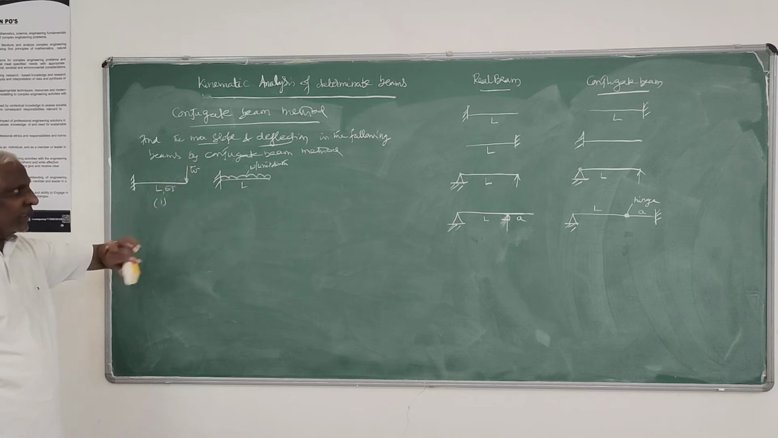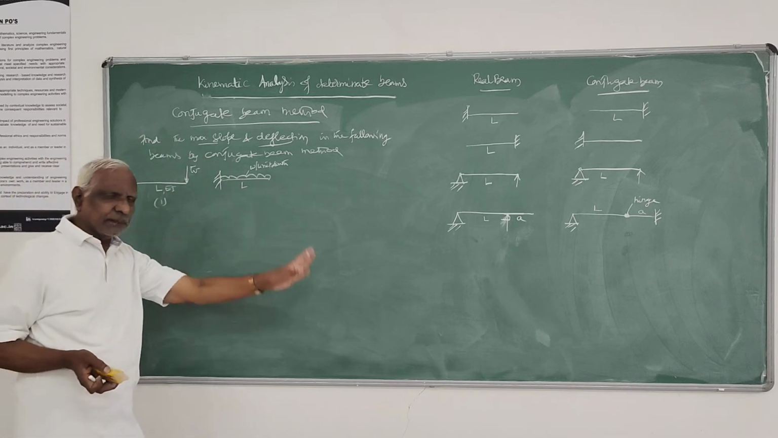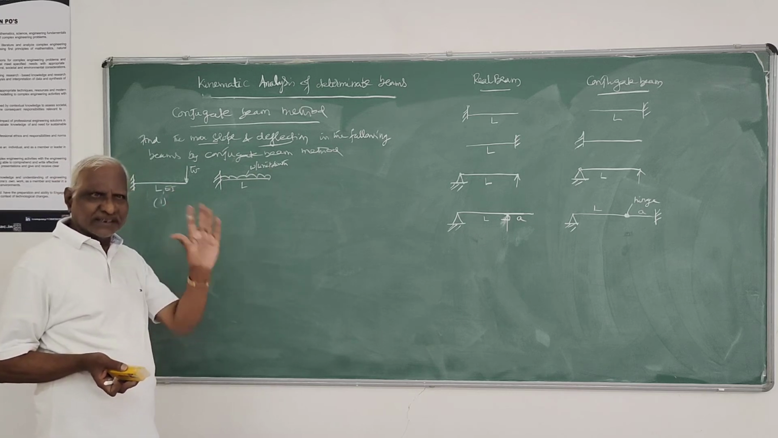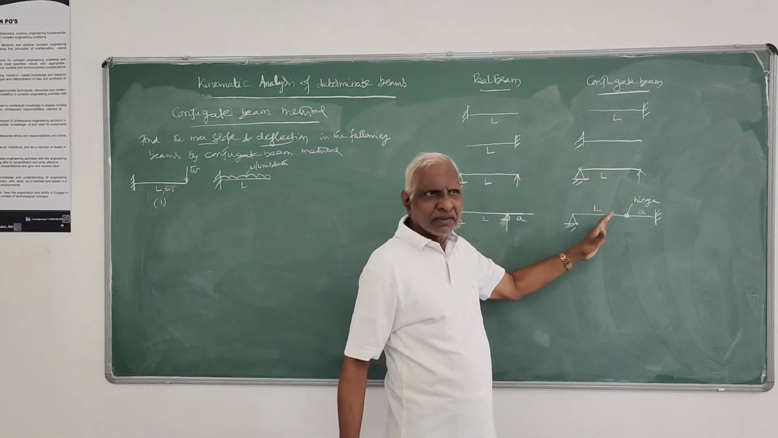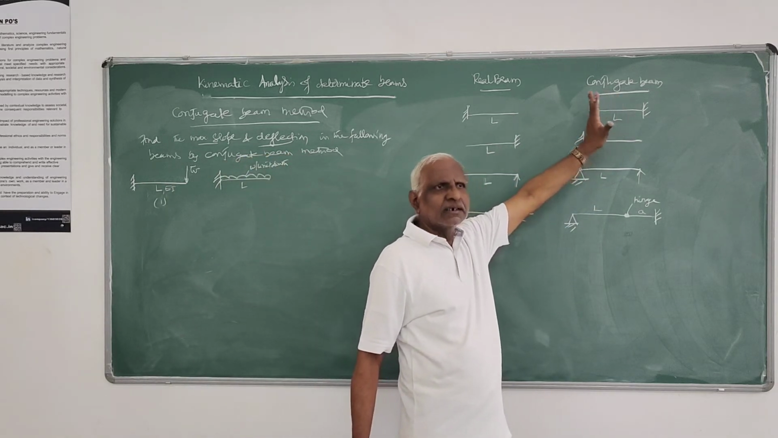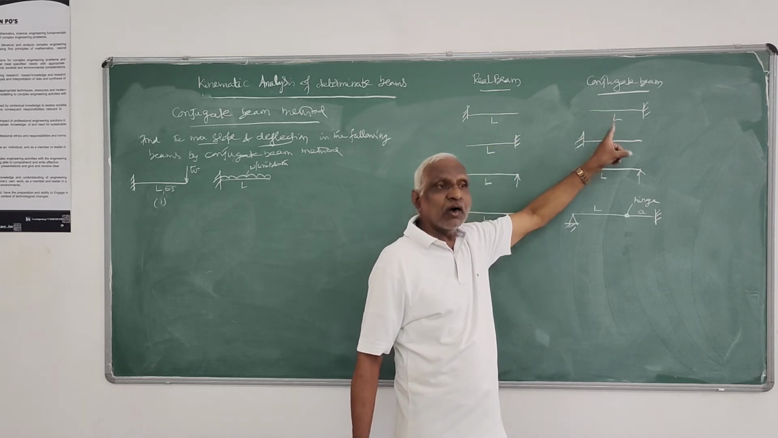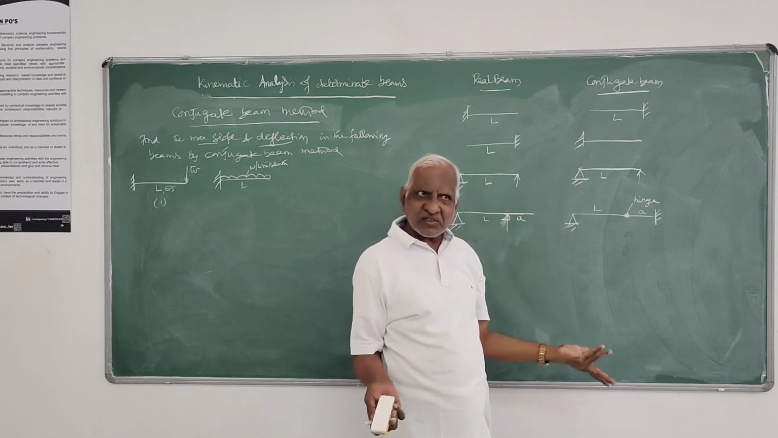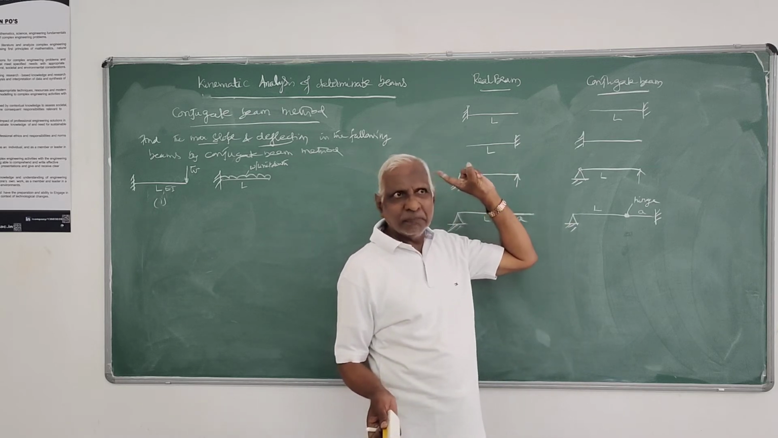There is one point I forgot to tell. In the conjugate beam, the moment you write the conjugate beam, you determine at any point the shear force and bending moment diagram. This conjugate beam is also a beam. At any point you determine shear force and bending moment. That shear force and bending moment at any point in the conjugate beam will give you slope and deflection at that point. That's what we have to determine. That's as simple as that. So that is called conjugate beam method.